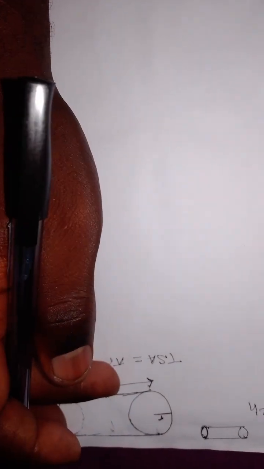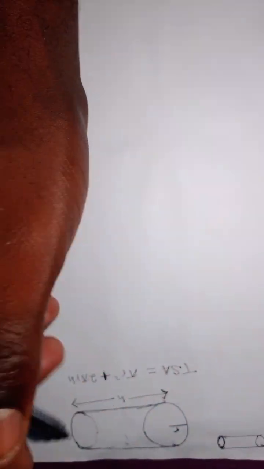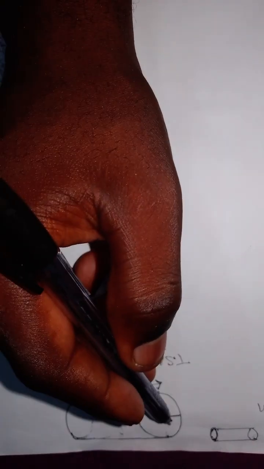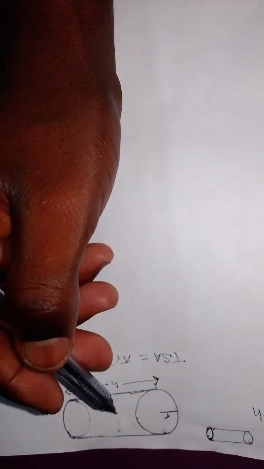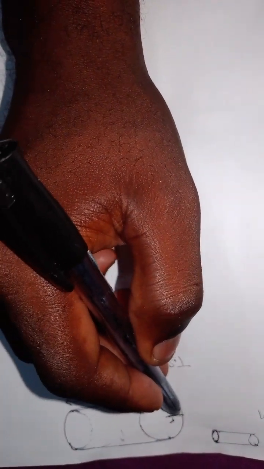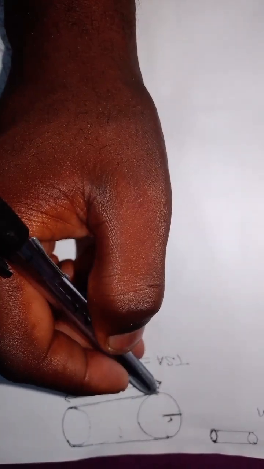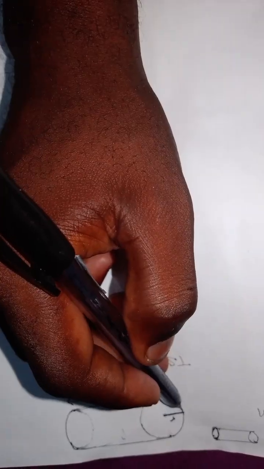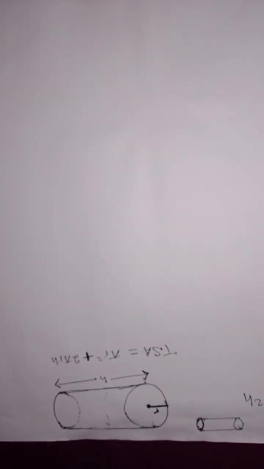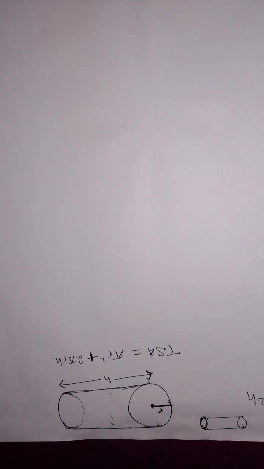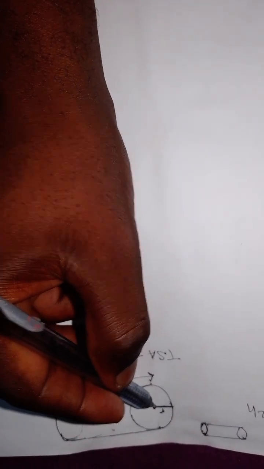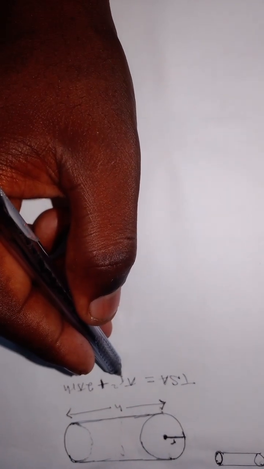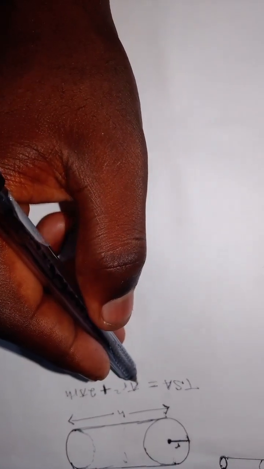This curve, and then this radius here, it may be here or there. This is the radius, the distance from this curve to the center. That's how it is. So this is the total surface area.